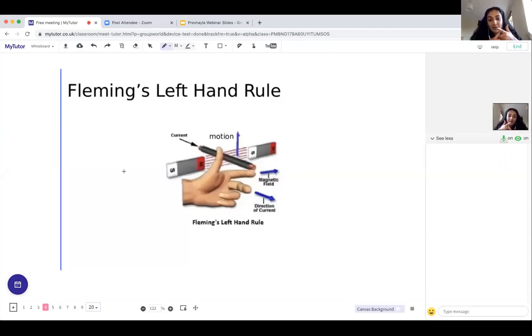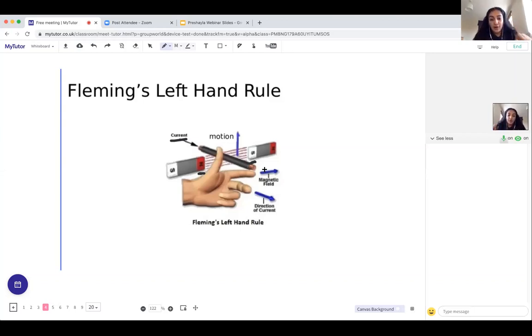So which way does the magnetic field point? Now remember, magnetic fields always go from north to south. So you can see on the diagram, there's north here and south here. So the guy is pointing his finger from north to south. Okay? Now the second finger is the direction of the current. Okay, so the direction of the current. And you can see here, the current is going through the wire from over here to over here. So our second finger points in that direction.